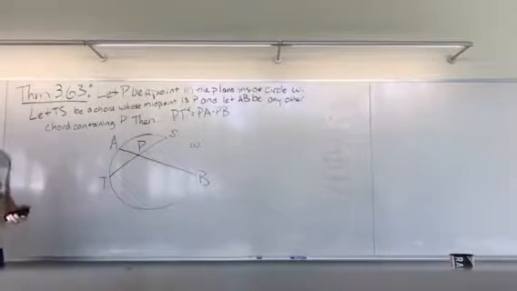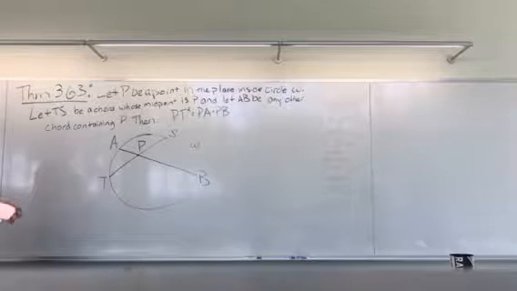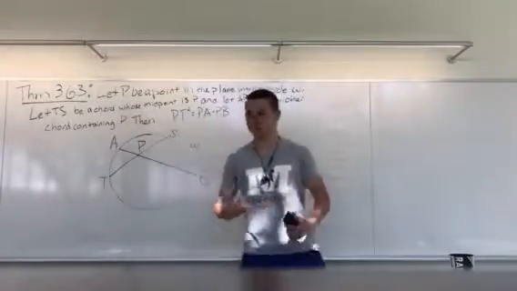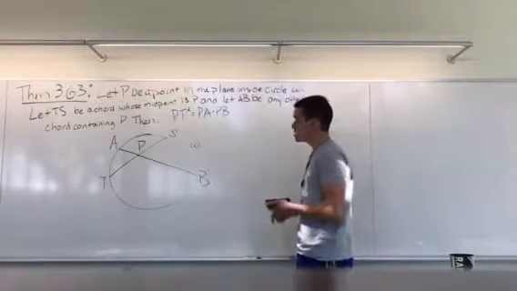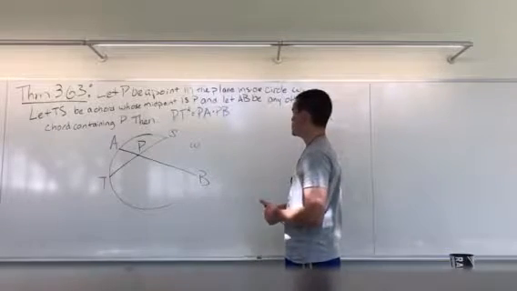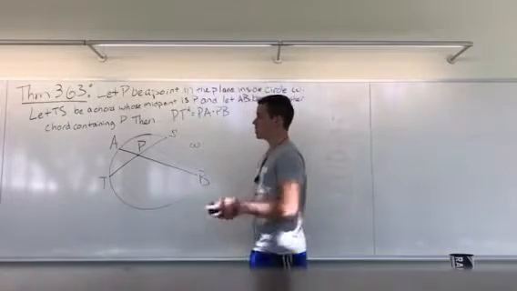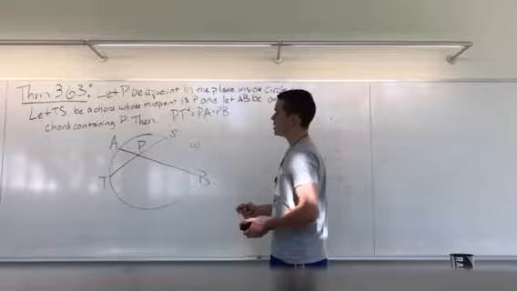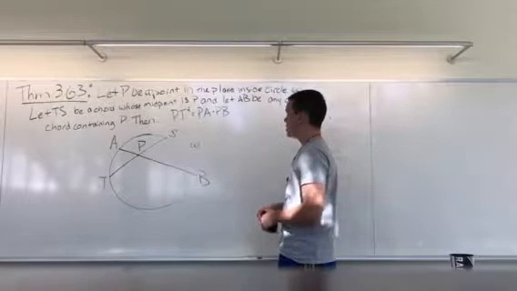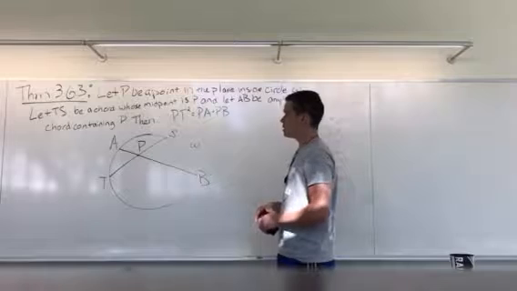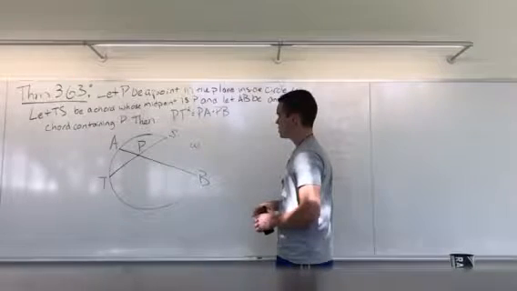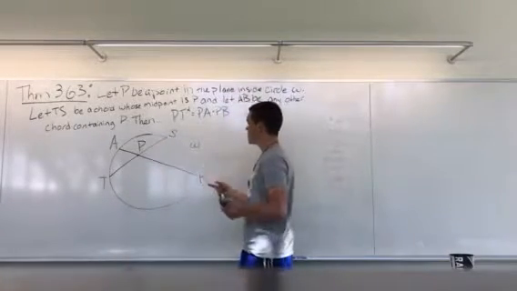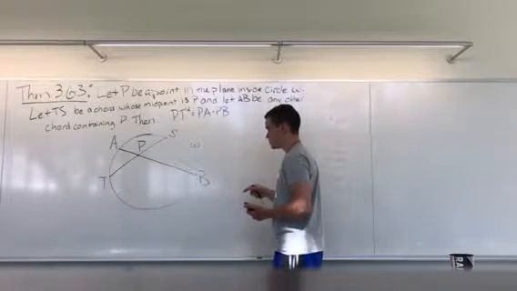So I have theorem 3.6.3, and this pertains almost directly to theorem 3.6.1, which Brianna just presented. What this theorem states is, let P be a point in the plane inside our circle omega. Let TS be a chord whose midpoint is P, and let AB be any other chord containing P. Well, if all that is true, then PT squared equals PA times PB.